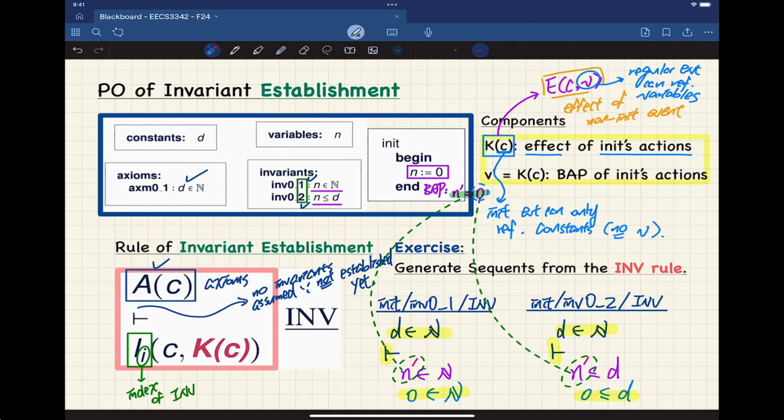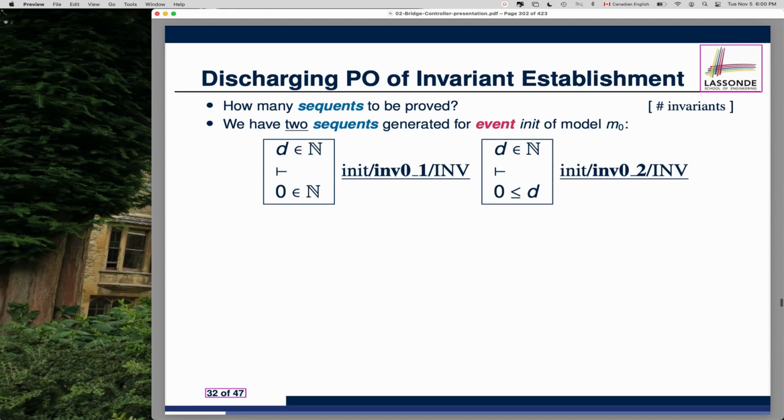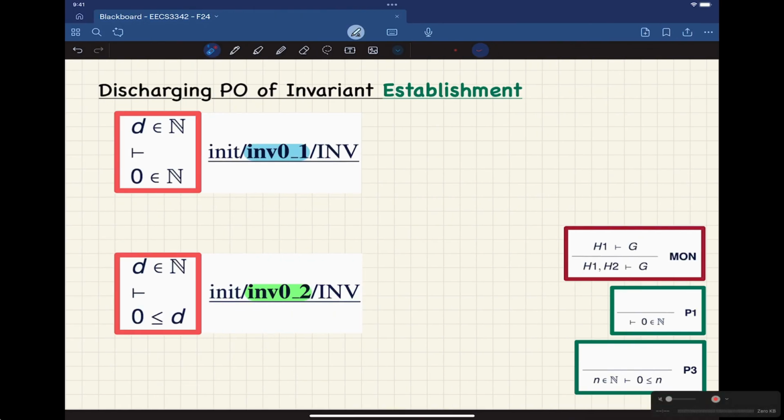All right, so the next step will be to discharge these two. Luckily, they seem pretty straightforward. Usually, discharging the invariant establishment condition should be very straightforward, unless you do something very wrong. Let's see the slides over here. So we've got 2. These are the 2 that we just came up with, and let's now try to prove them. This is condition number 1. This is condition number 2.